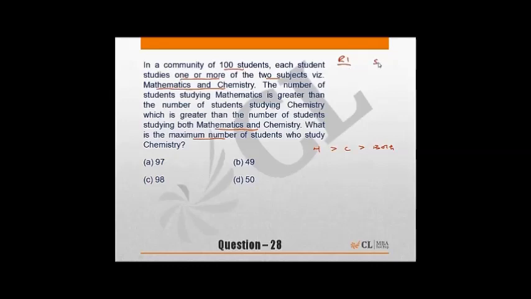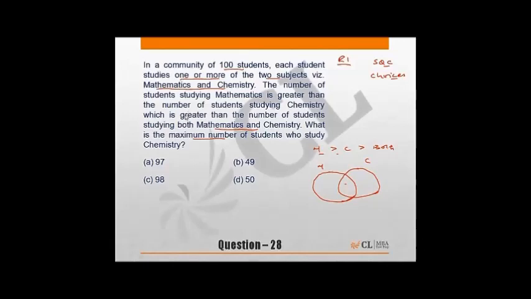Also, I will be using my smart quant cracker techniques out here, which means I will be using the choices. Now I will draw this figure. This is maths, this is chemistry, and this is the common area. Now we know that maths has to be greater than chemistry, and chemistry has to be greater than this common area of both.